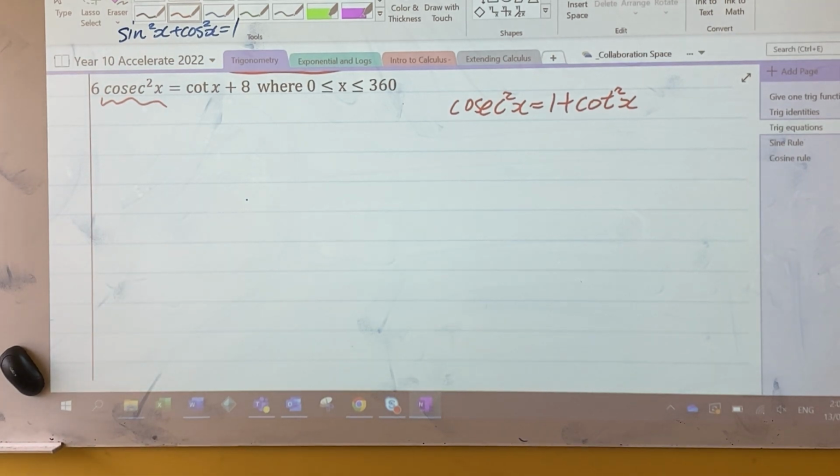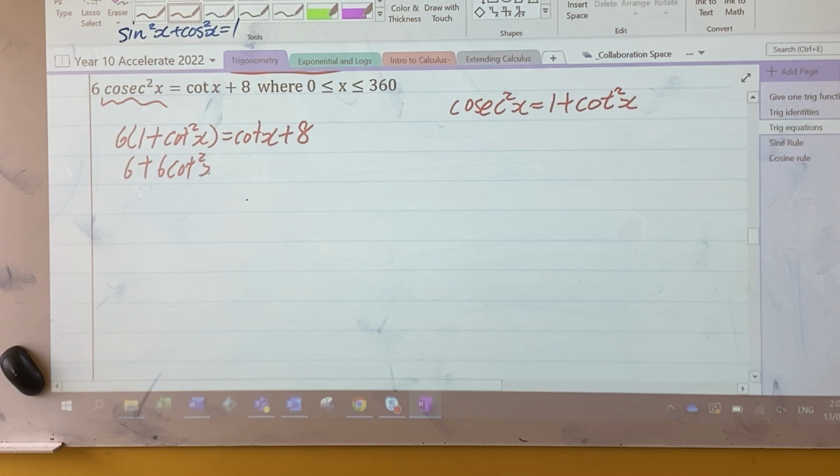Alrighty, so we're going to come here. 6 bracket 1 plus cot square x equals cot x plus 8. You happy with that? Let's expand brackets. 6 plus 6 cot square x minus cot x minus 8 equals 0. Now I'm going to write it in the form of a quadratic.